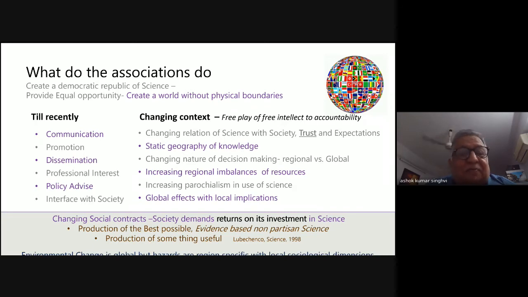Till recently, the role of association was to facilitate communication, promote science, disseminate science, encourage professional interest to be safeguarded, advise policies if possible, and interface with the society. This was the standard paradigm. All the associations worked well and they have been working well.